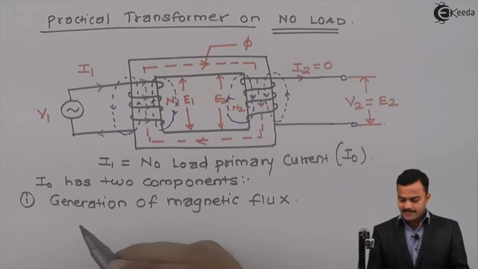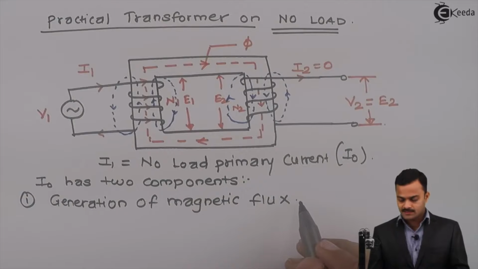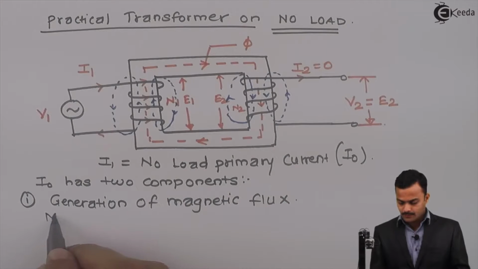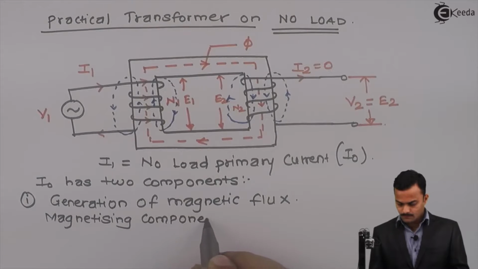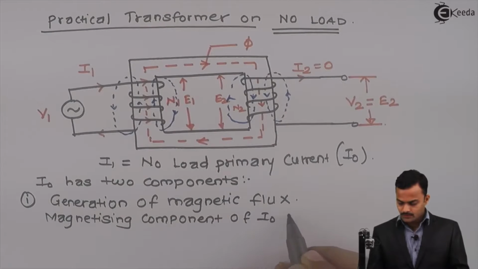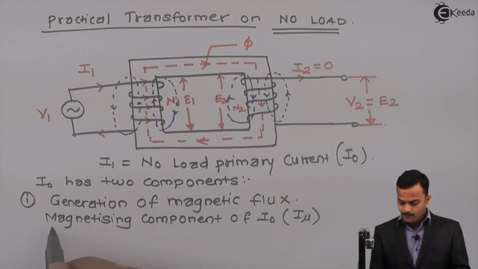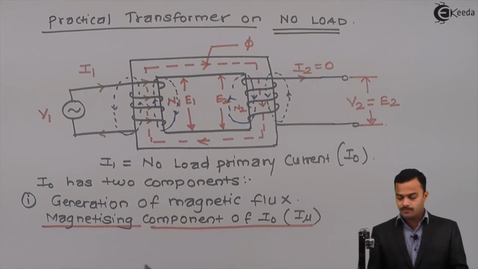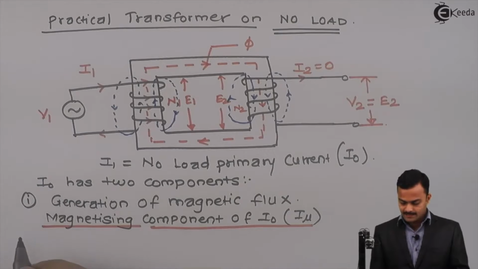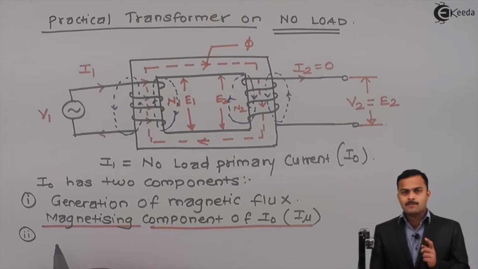The component which is responsible for generation of magnetic flux is called the magnetizing component of I0, and we denote it as I mu. The magnetizing component of I0 is responsible for generation of magnetic flux, and second, some amount of current should take care of core losses happening inside the core.